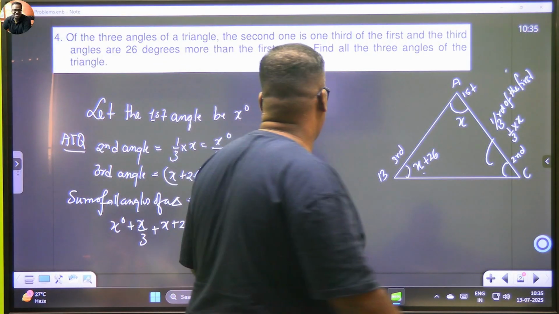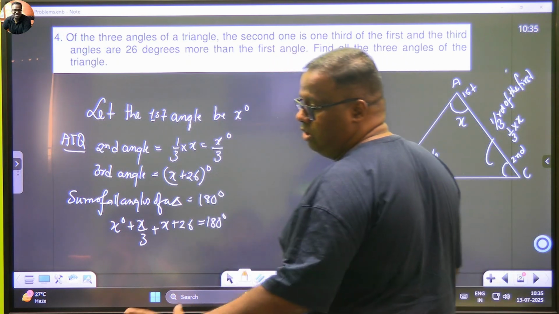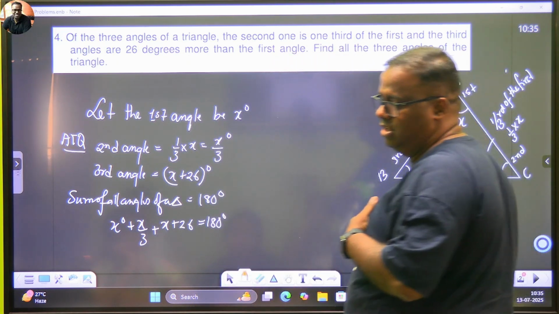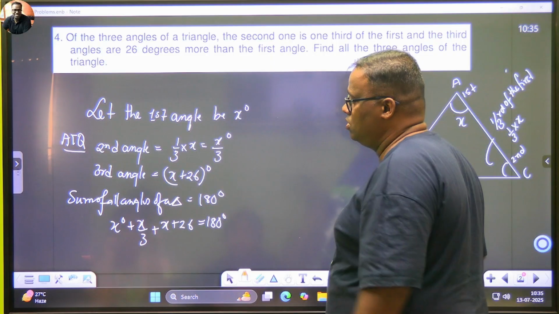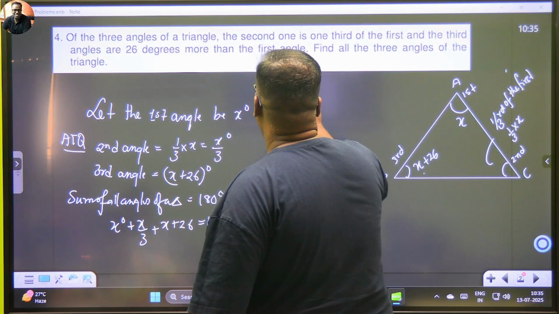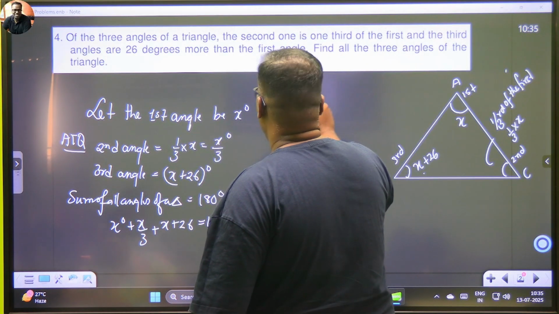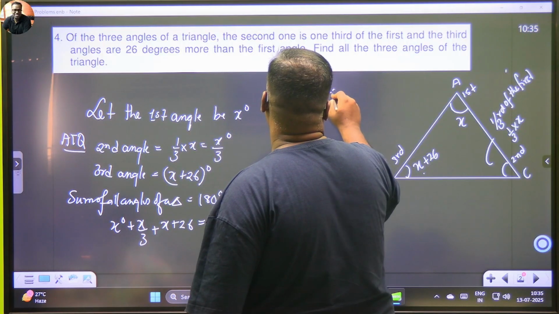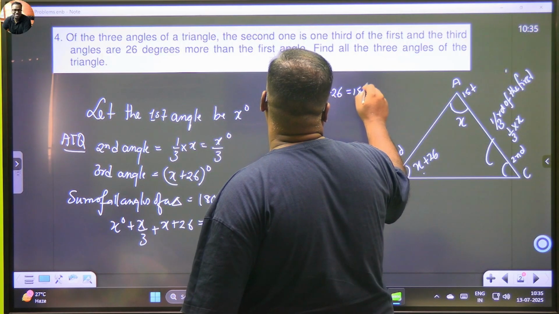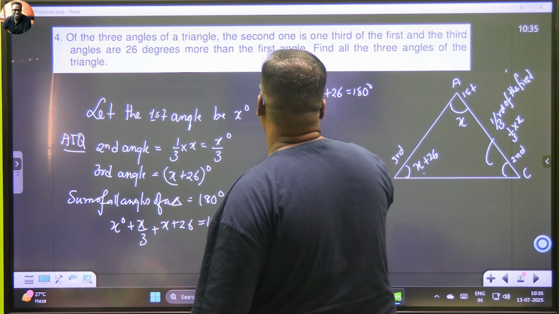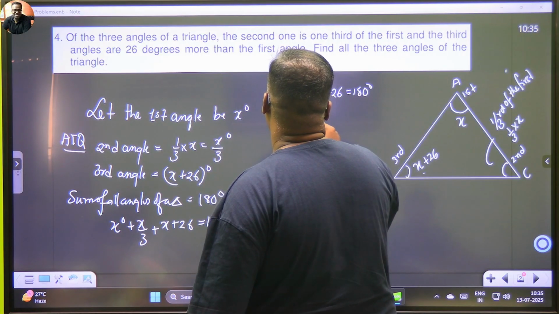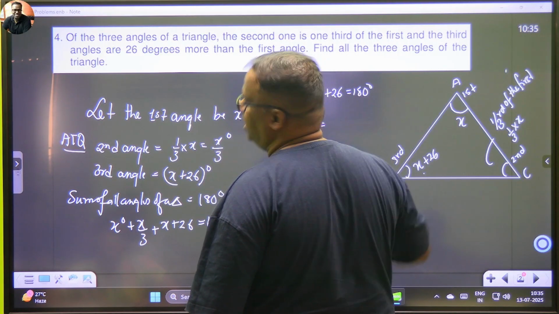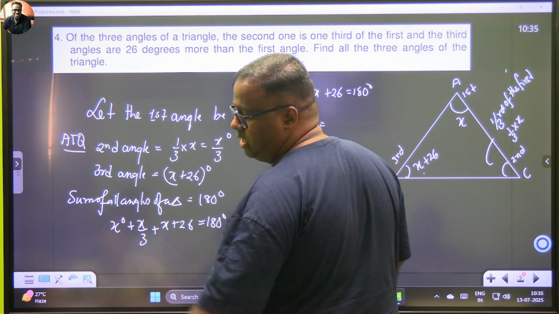Then we have to also, let's not get happy by just solving x. X is our assumption. They have asked find the three values. So shall we solve it quickly? X plus x by 3 plus x plus 26 is equal to 180. So how much is it? X plus x, 2x. 2x plus x by 3 is equal to 180 minus 26. 180 minus 26 is 154.